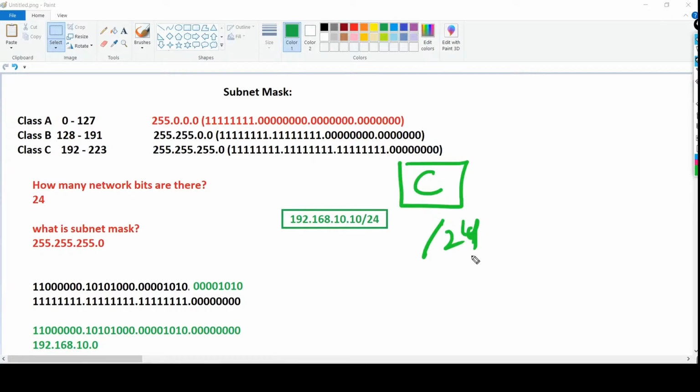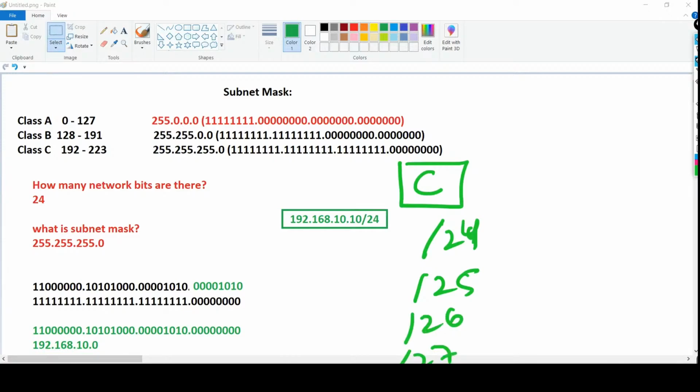But if I am using /25, that means I have borrowed one network bit, meaning one network bit goes into the host bits. If I am using /26, that means 2 network bits go into the host bits. If I am writing /27, it means 3 network bits go into the host bits.